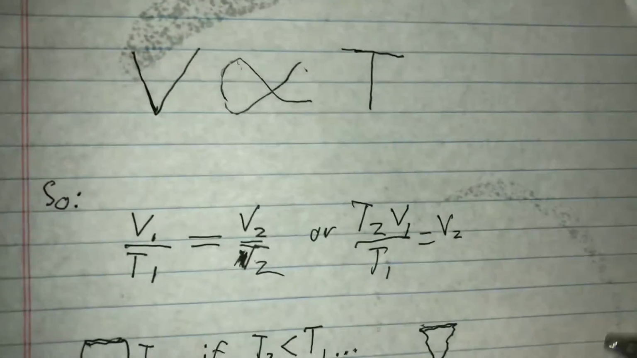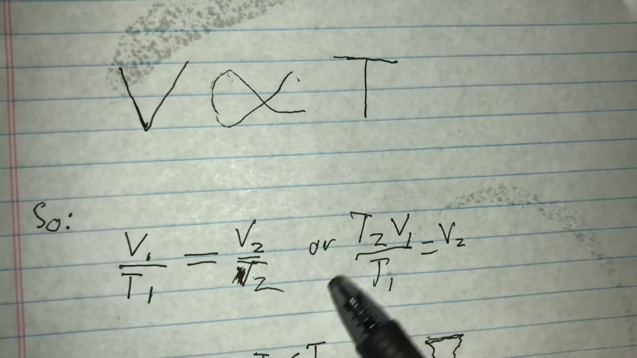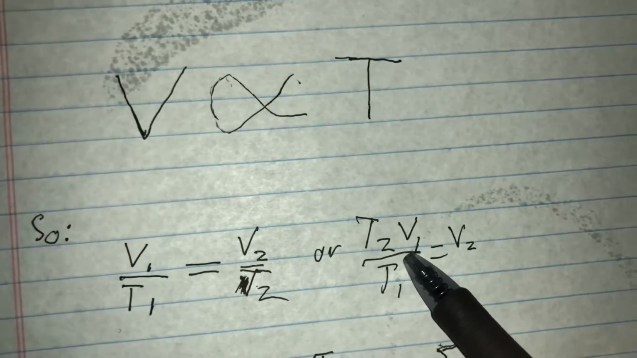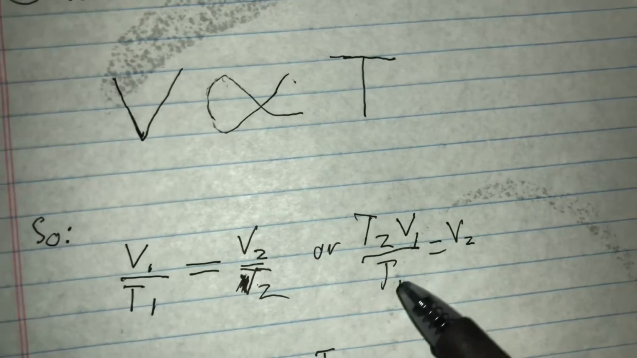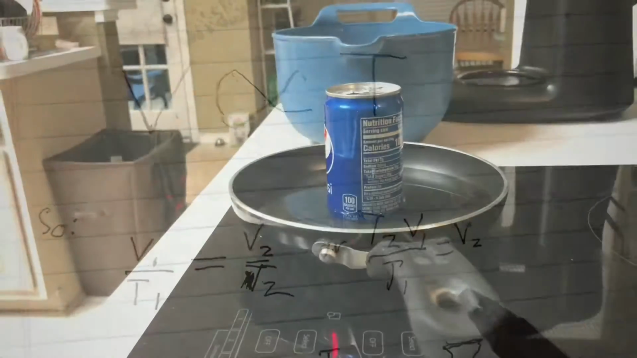Or if we just rearrange that for volume, which is going to be pertinent to the experiment that I'm showing, you've got the final temperature times the initial volume over the initial temperature is equal to the final volume.